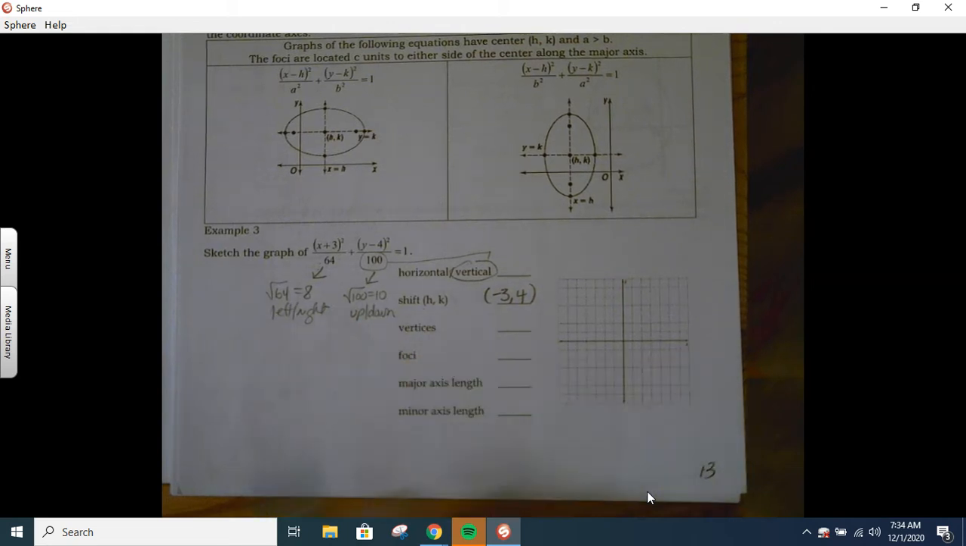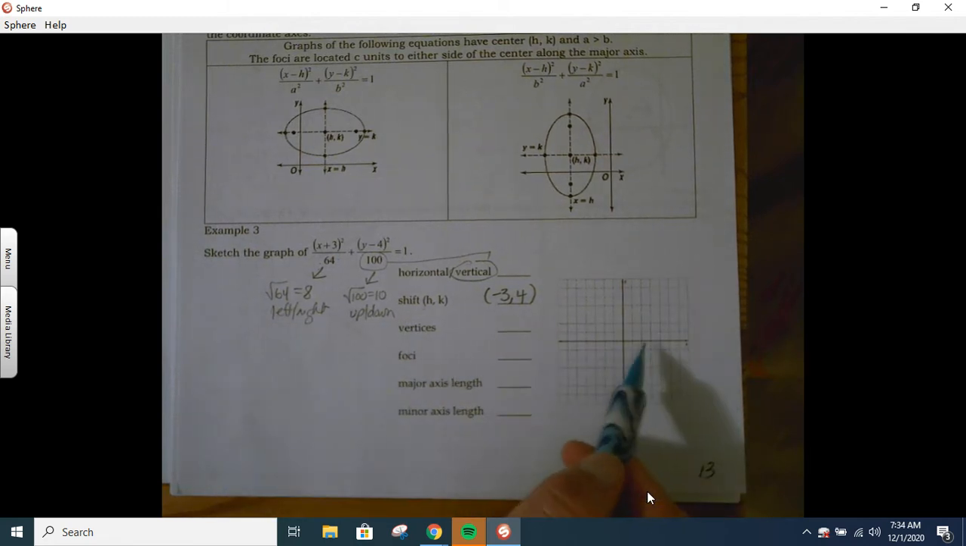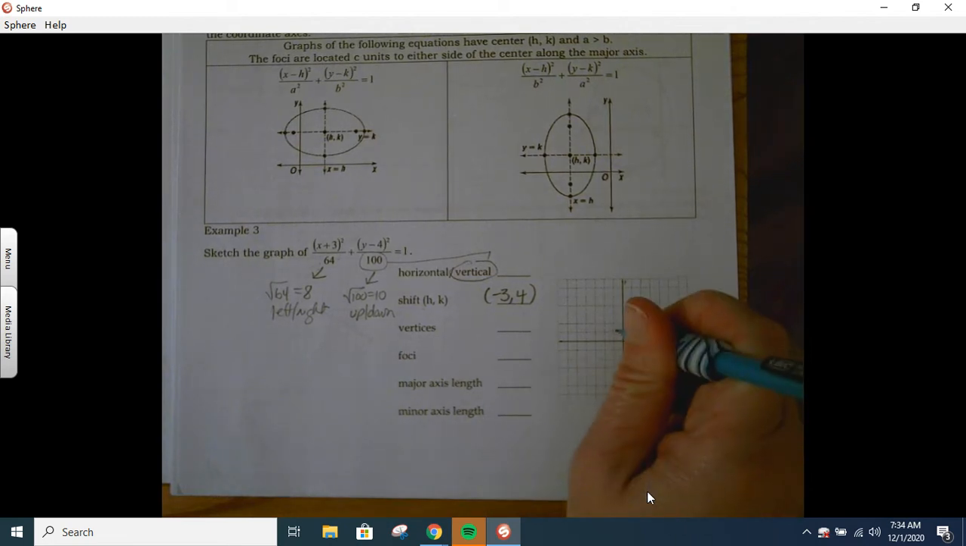This 64 tells me I'm going to go 8 left and right. Okay, I know it's left and right, not only because it's first, but because it's under the x. Here, it's going to be that I go the square root of 100 or 10 up and down, and it's up and down and left and right from the center. So I'm not going to be able to fit all that on here, like going left and right 8 and up and down 10 when my scale is only out to 7. So I'm going to change this and go by 2s.